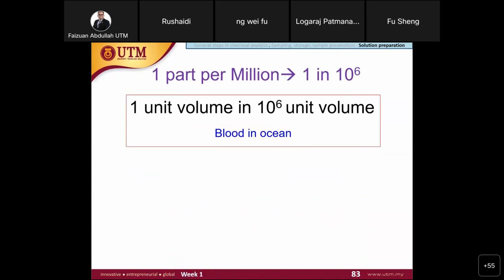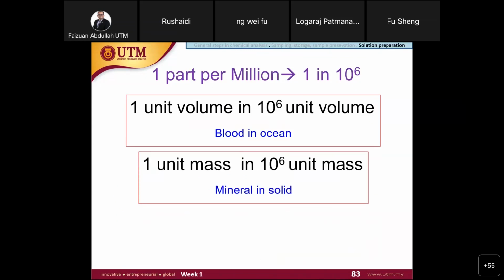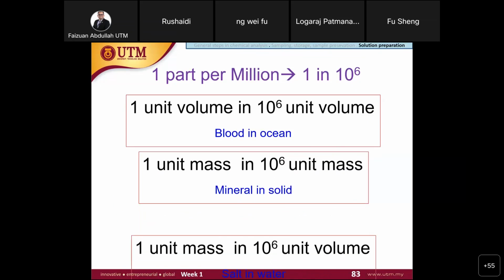So part per million is the most common one we use in analytical chemistry. It is 1 unit volume in 10 to the power of 6 unit volume, like blood in ocean. Or 1 unit mass in 10 to the power of 6 unit mass, like mineral in solid. If it's in volume unit, just imagine blood in ocean. If in mass unit, just imagine mineral in solid, right?